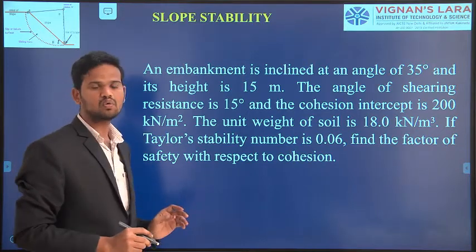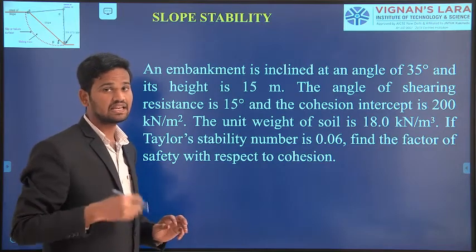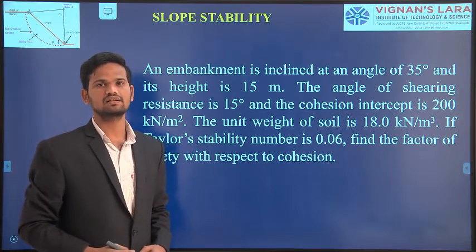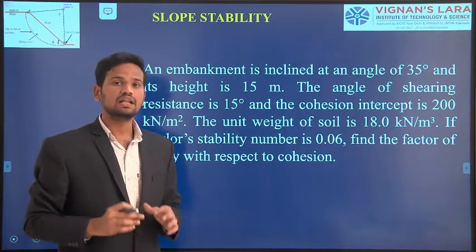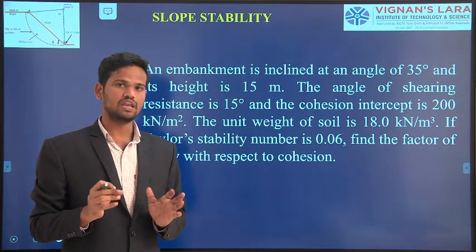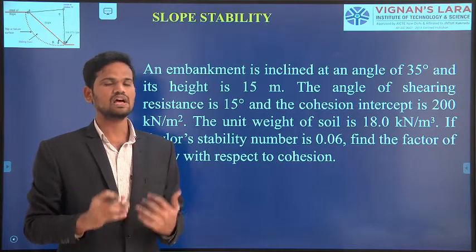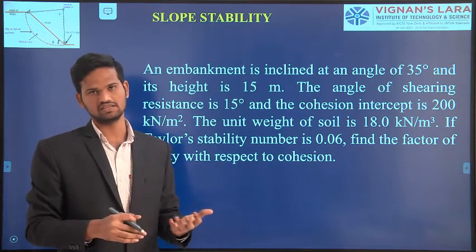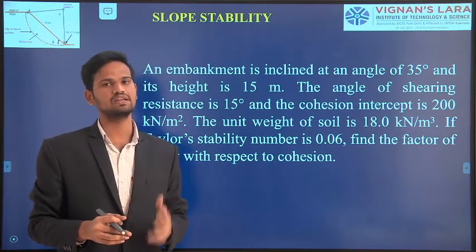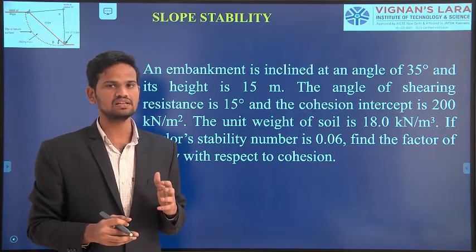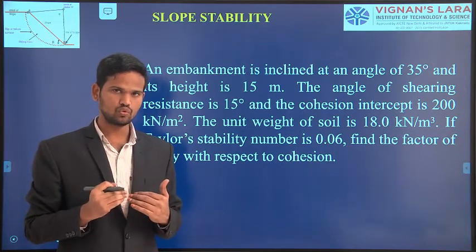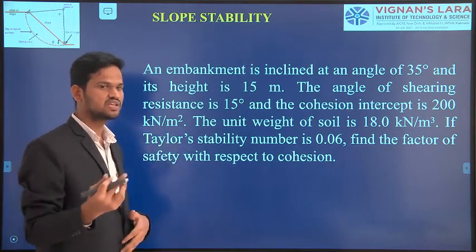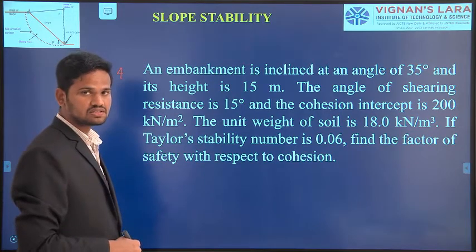Here the problem is asked using the Taylor stability number or Taylor stability chart. While discussing the Taylor stability chart, I explained already that while asking problems for any embankment or any finite slopes, they will give the stability chart to you, or they will give the stability number in the question itself. If they are asking the Taylor stability concept, they will definitely give the stability number, or you have to find the stability number value by using charts. The charts they will provide in our examination if they ask the question using this concept.